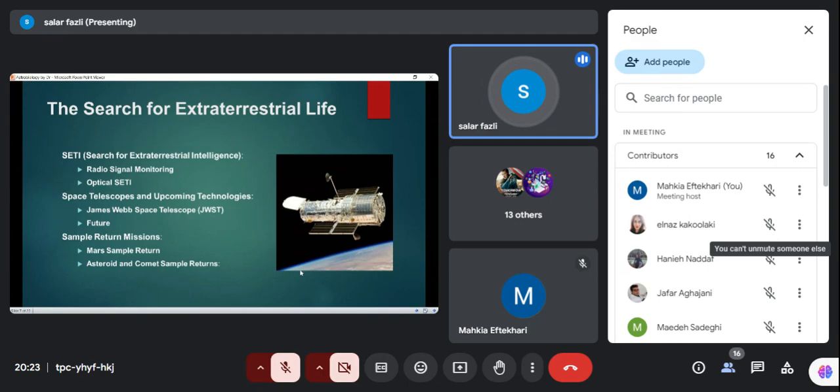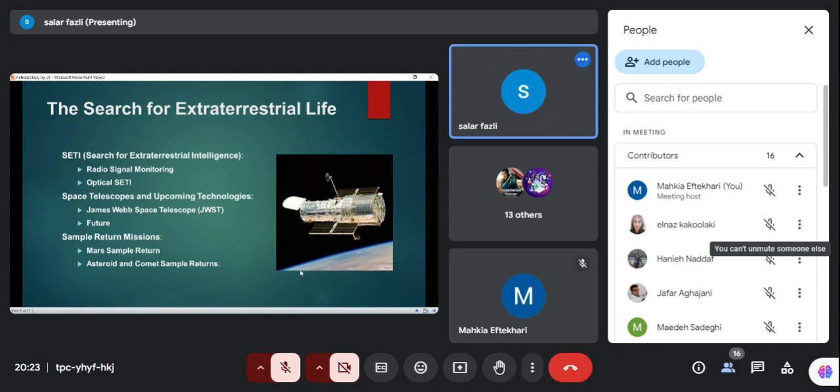And further missions like the Large UV Optical IR Surveyor and HABEX, known as the Habitable Exoplanet Observatory, aim to perform detailed surveys of exoplanets in search of life. And so these are upcoming missions. I hope they're going to achieve this.